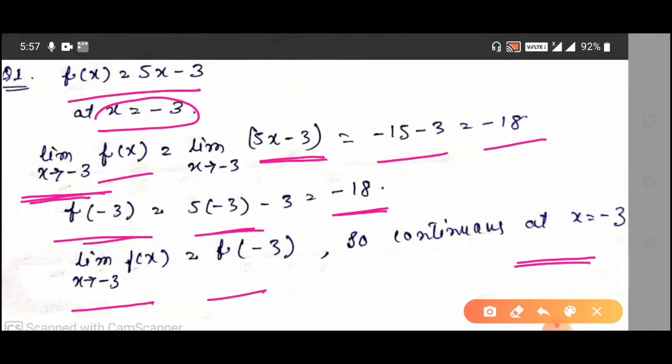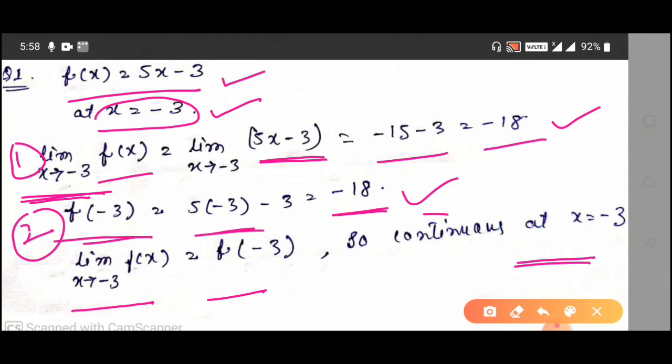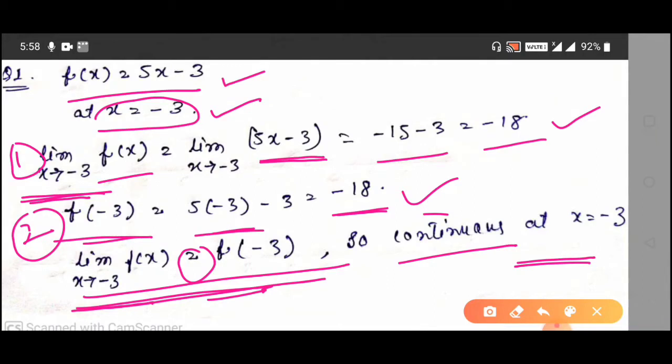Whenever no condition is given with the given function and we have to find the continuity at a particular point, here the particular point is x equal to minus 3, we will do two steps. Step 1, we will write limit x tends to minus 3 of f(x) and find the value. Second step, we will write f of minus 3 and find the value. If these two values are equal, then it is continuous. If they are not equal, then it is not continuous. This is the process to do this kind of question.